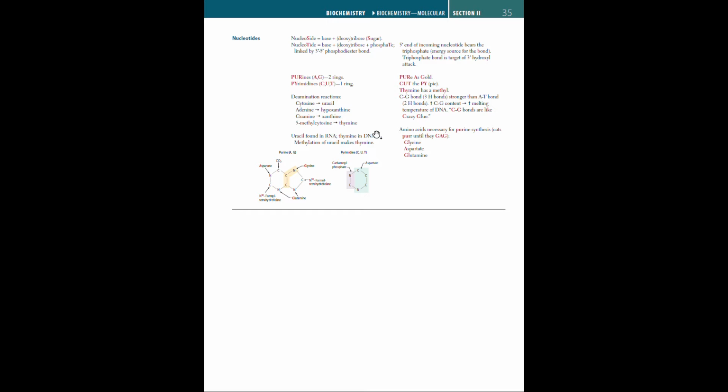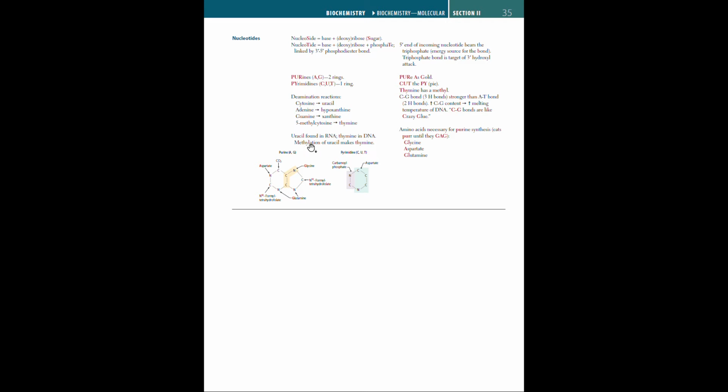So thymine has a methyl group. And CG has 3 hydrogen bonds, so it is stronger than the AT bond because AT has 2 bonds, but CG has 3 hydrogen bonds. The more bonds, the higher the melting point, and it takes longer to break. So higher melting temperature of DNA, and CG bonds are like crazy glue. It's one way to remember that it's a very strong bond because it has 3 hydrogen bonds.